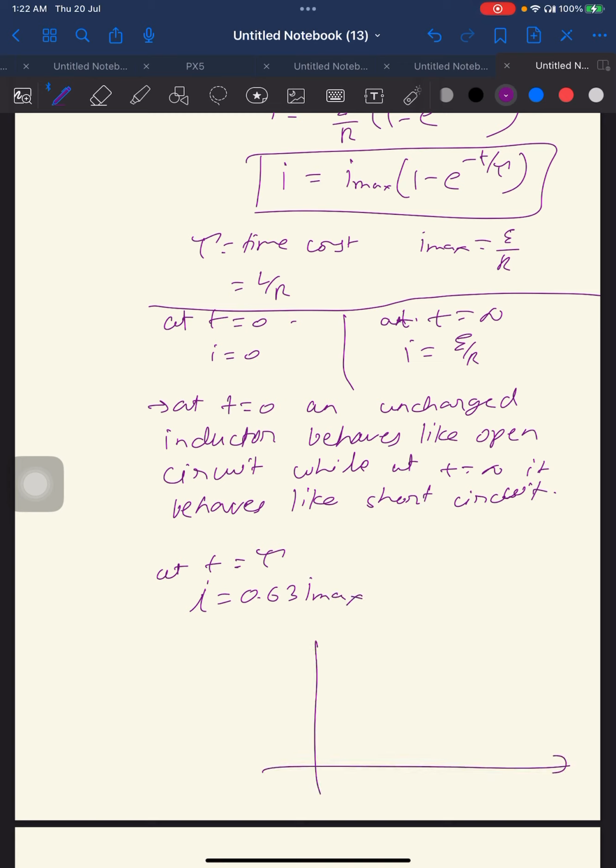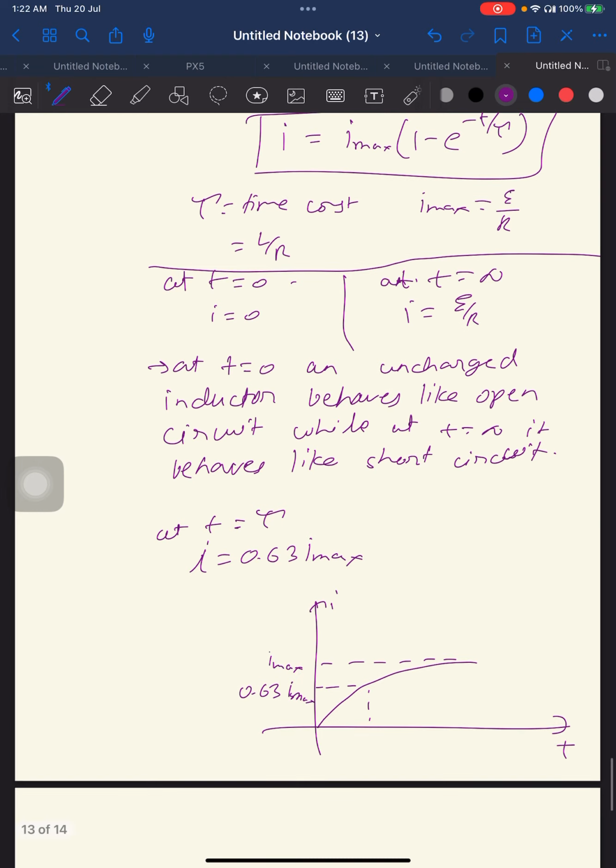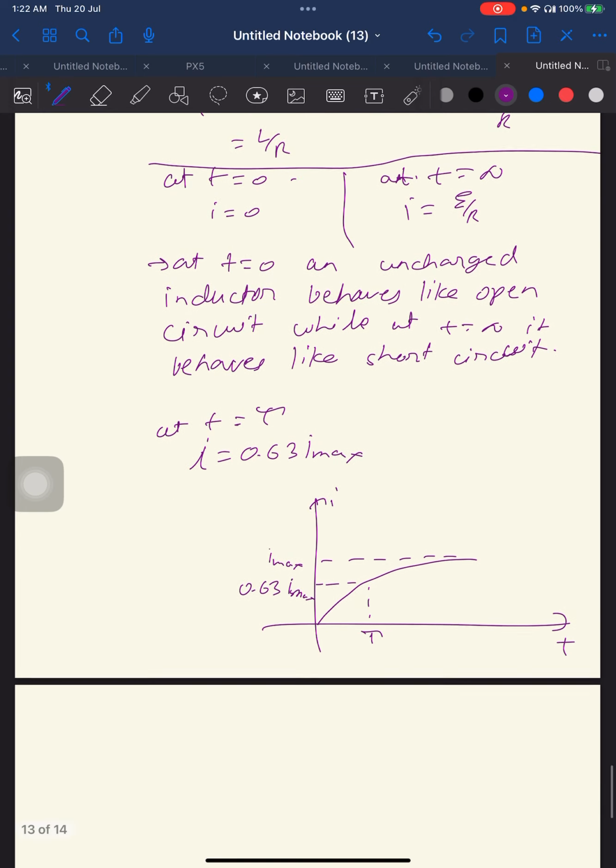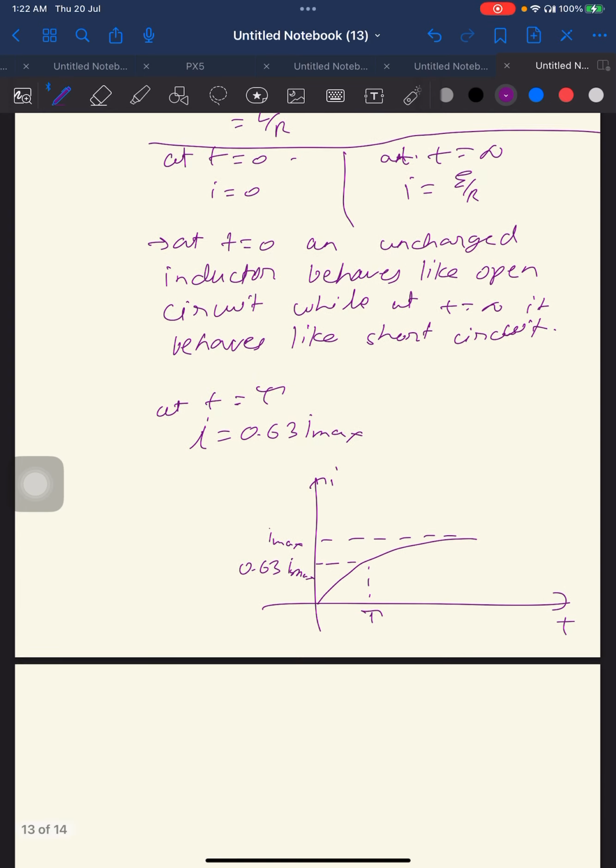Now the plot of the graph of t and I will come something like this: 0.63 of I max here, I max here, and tau here. So this is simply the charging of an inductor.